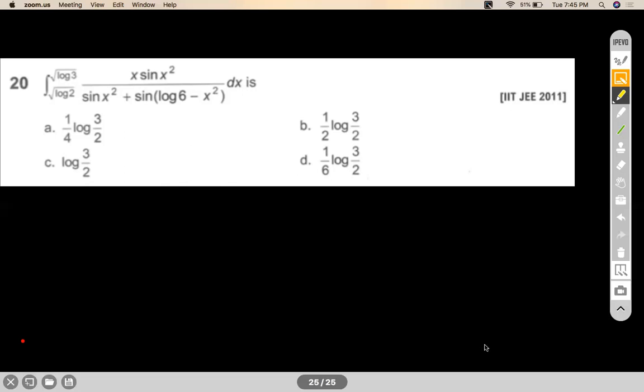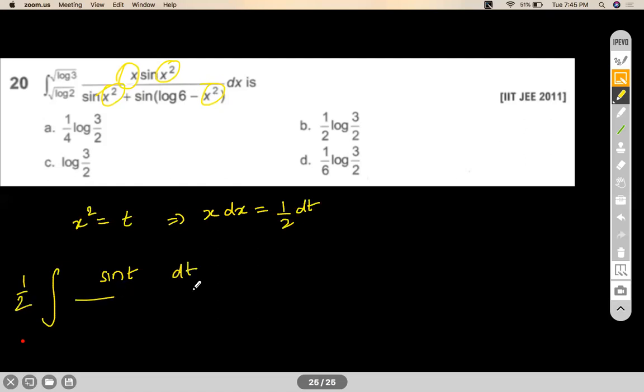Okay, most of you have gone with B. B for Bombay. Okay, let's check. First of all, I see a presence of an X over here, and there's an X square, X square, X square. So the general feeling that will come in my mind is let us first substitute X square as a t, so that we can adjust x dx as half dt. So when we do that, I'll get sine t half dt, sine t, sine ln 6 minus t.